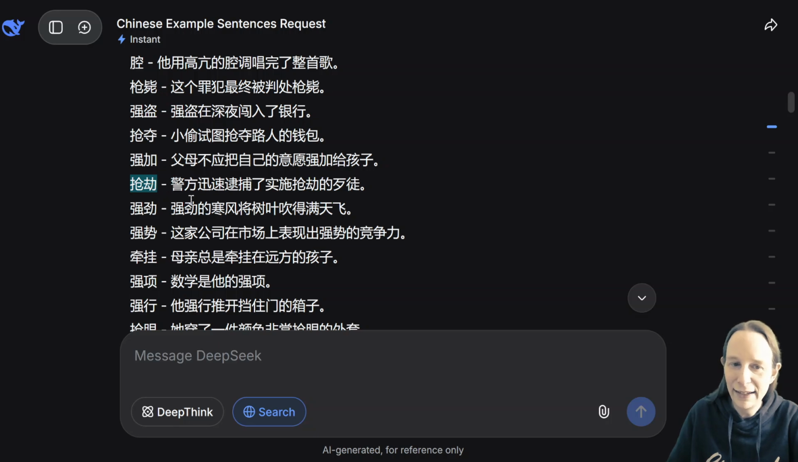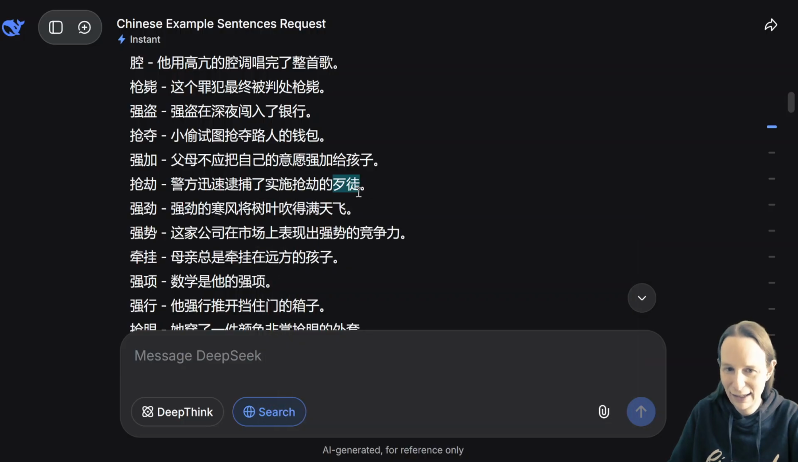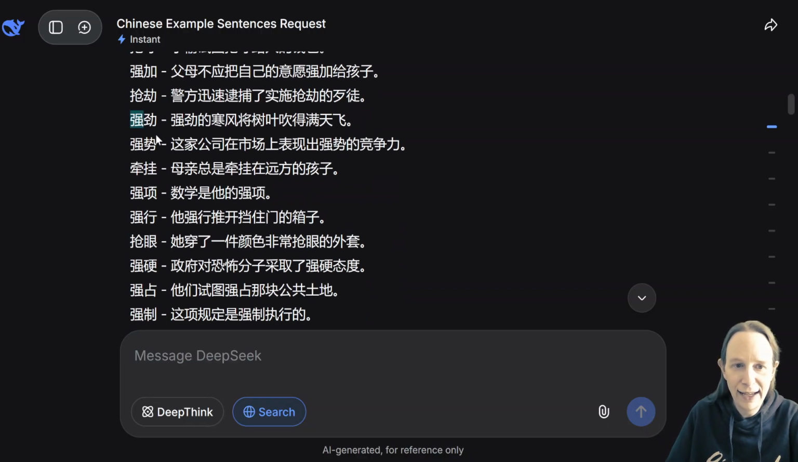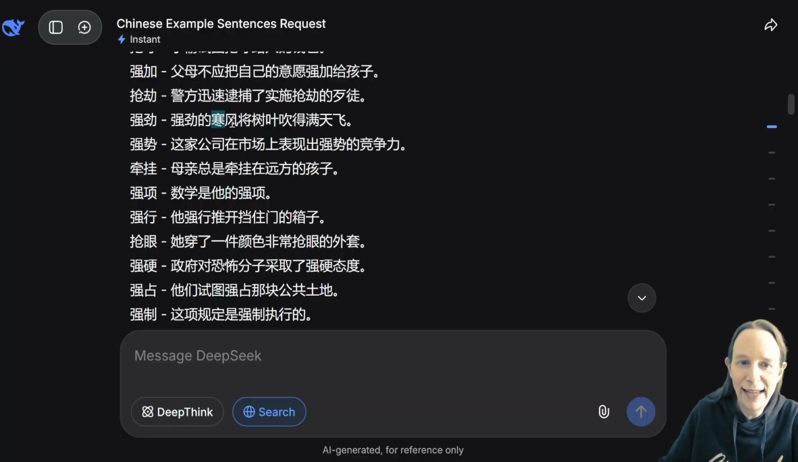Right. 抢劫 is here. So this is to rob. 警方迅速逮捕了实施抢劫的歹徒. All right, so 实施 is engaged in, in carrying out a robbery, an evildoer who is carrying out a robbery. All right, 抢进. I don't know what this is. 强劲的寒风. Okay, so it's like a strong gust, strong.